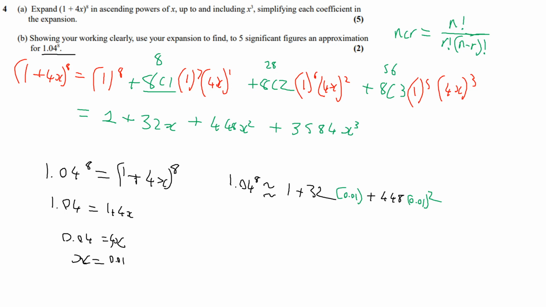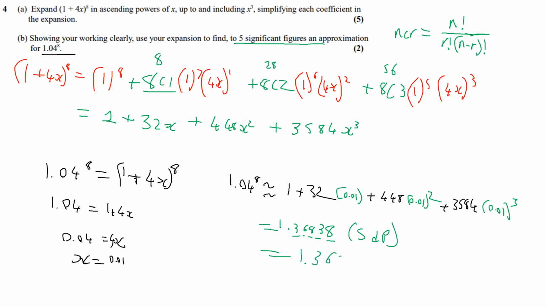and then plus 3584 times 0.01 cubed. And now when we plug all of that into our calculators, we should get an answer of 1.36838. And that is 1, 2, 3, 4, 5 decimal places, which is exactly what the question asked. No, it asked for significant figures. 1.3684. There we go. That's the 5 significant figures.